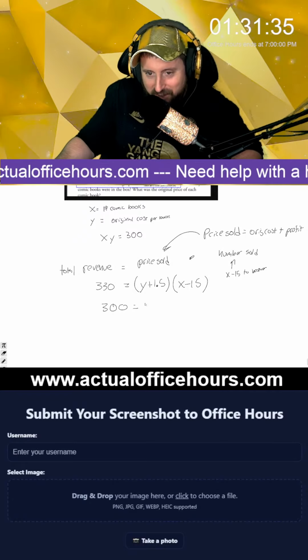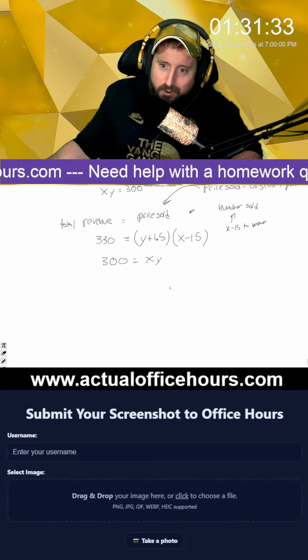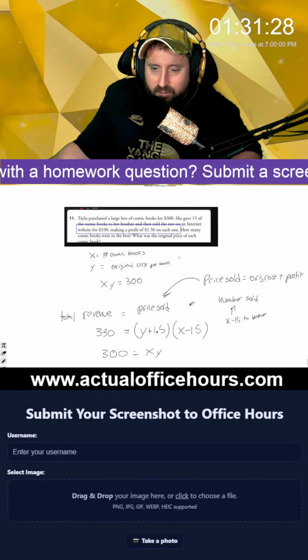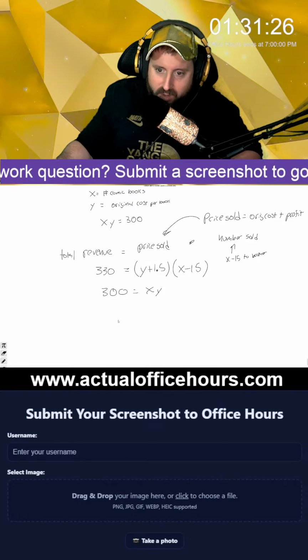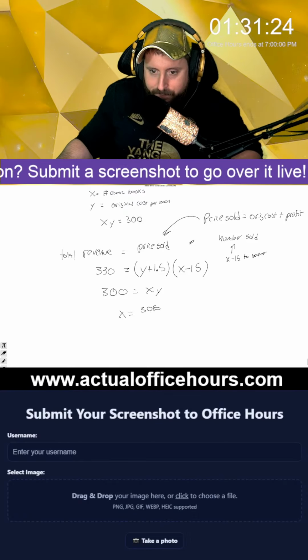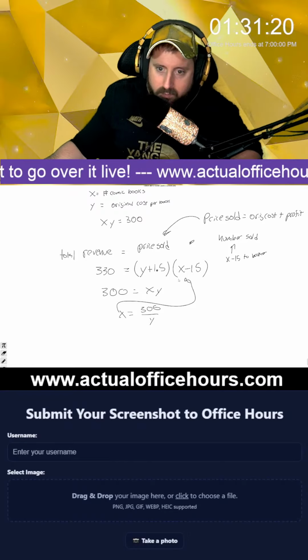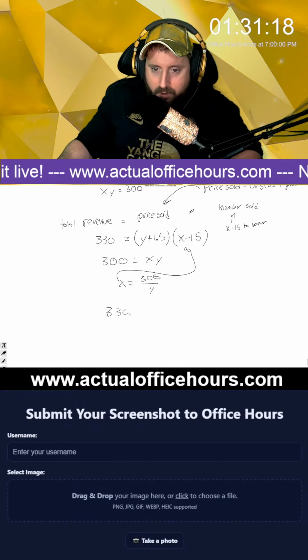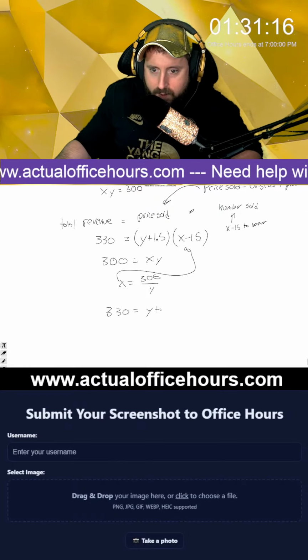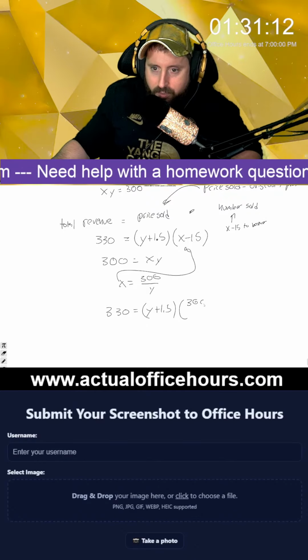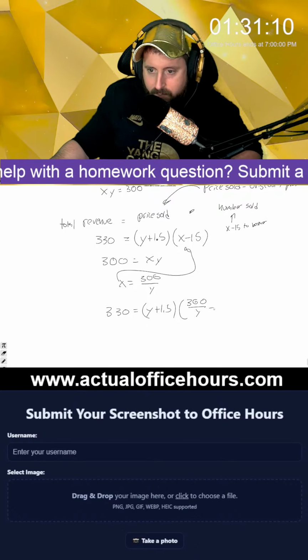Okay, 300 equals XY. And then what are we solving for? The original price. So I want Y. So I'm going to say X is equal to 300 over Y. And then we're going to plug that into here. So 330 equals Y plus 1.5 times 300 over Y minus 15.